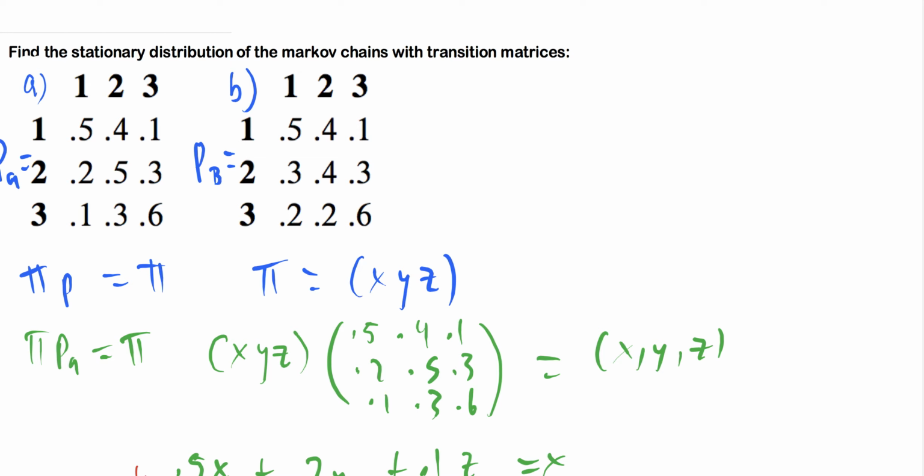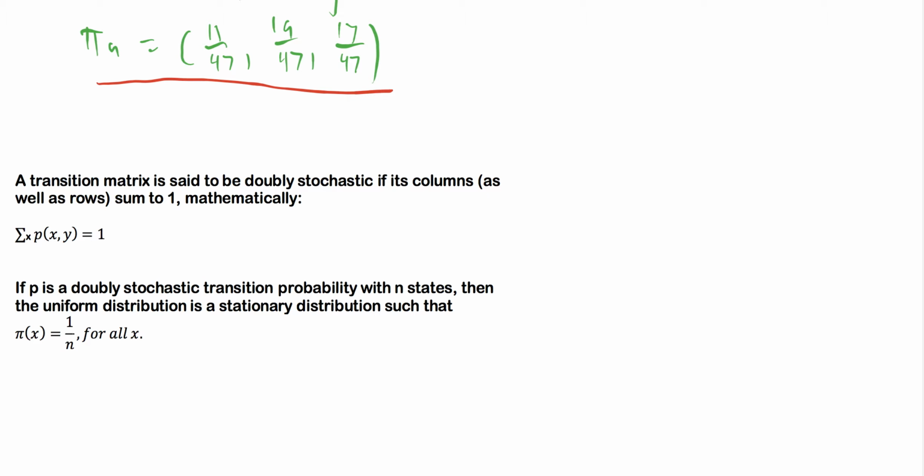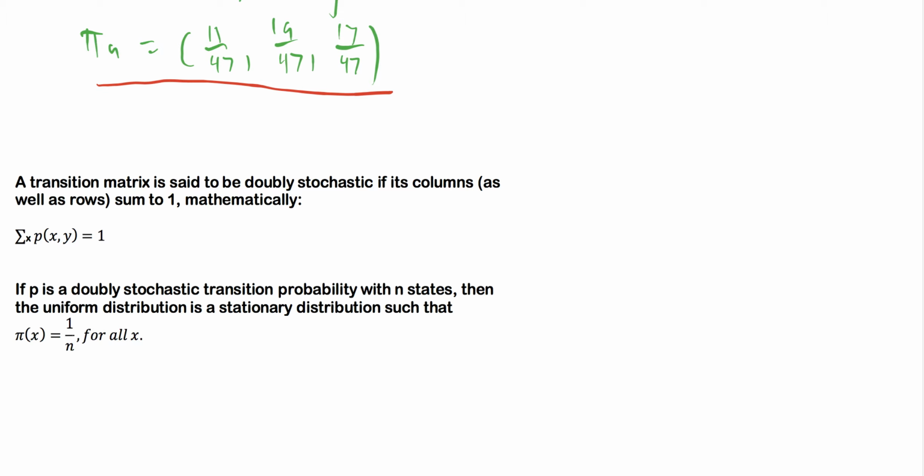So for part B, we've got a few definitions because this happens to be doubly stochastic. I have enough time here to solve this in this video, so I'm going to continue. But first we just need to go over what exactly a doubly stochastic Markov chain is. Now, a transition matrix is said to be doubly stochastic if its columns sum to 1. Mathematically, the summation over all x of the probability of going from x to y equals 1. So essentially, all of the rows as well as columns add up to 1.